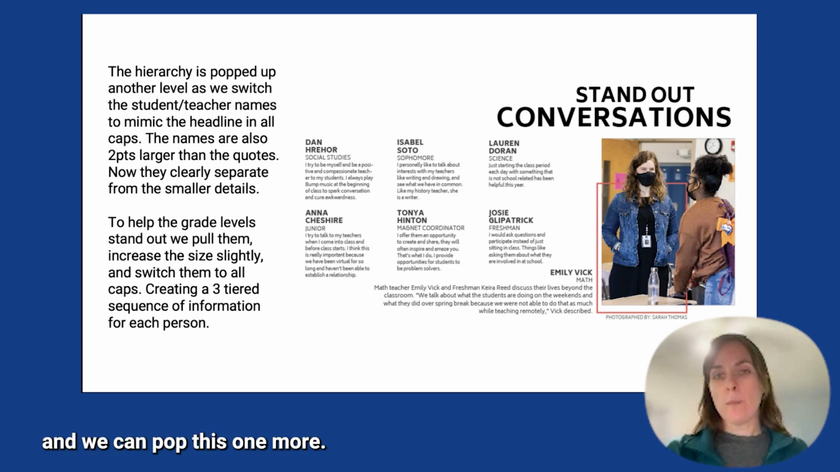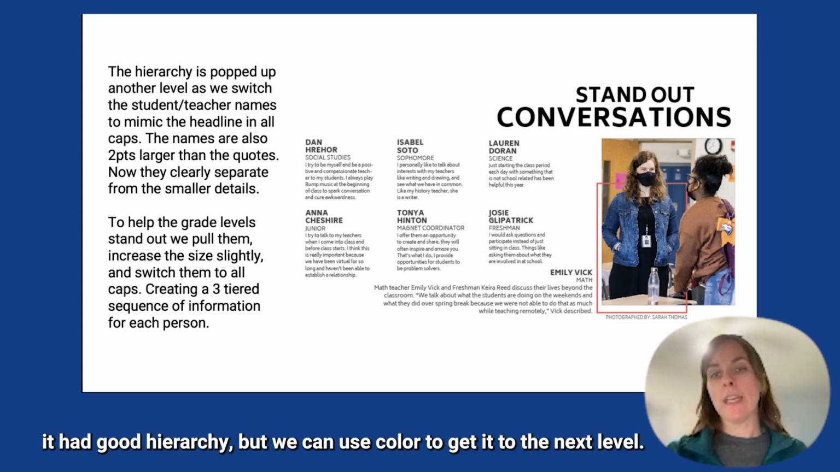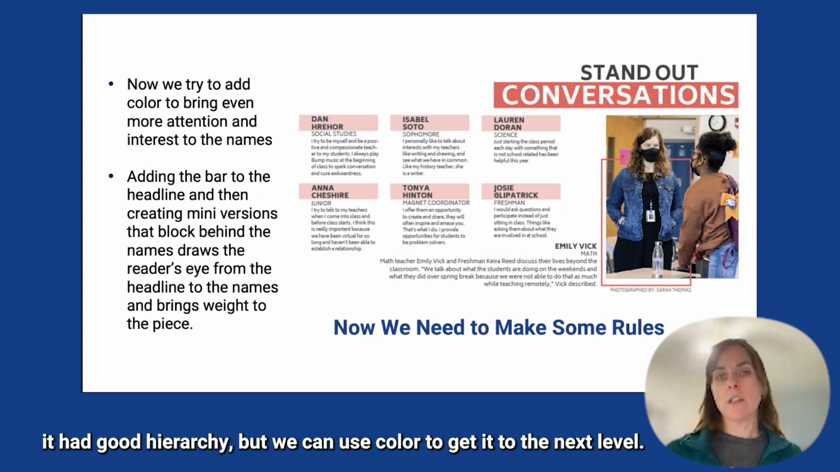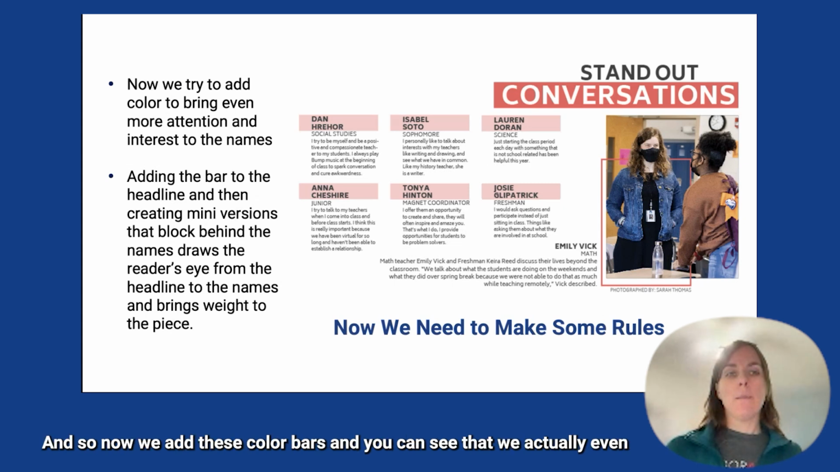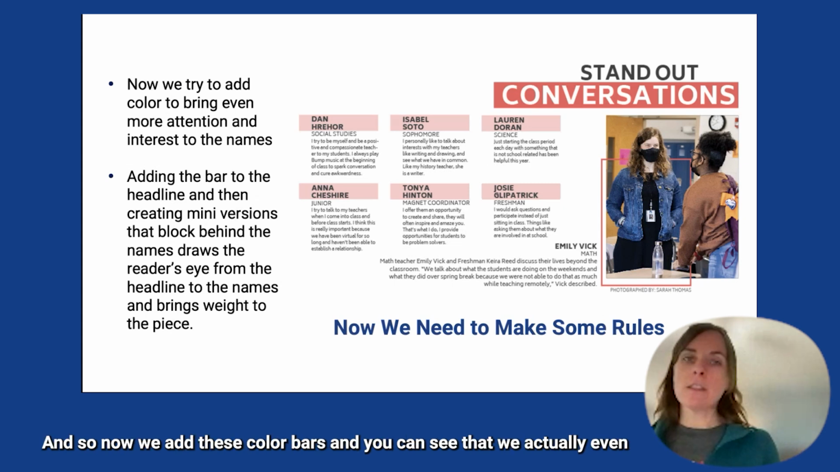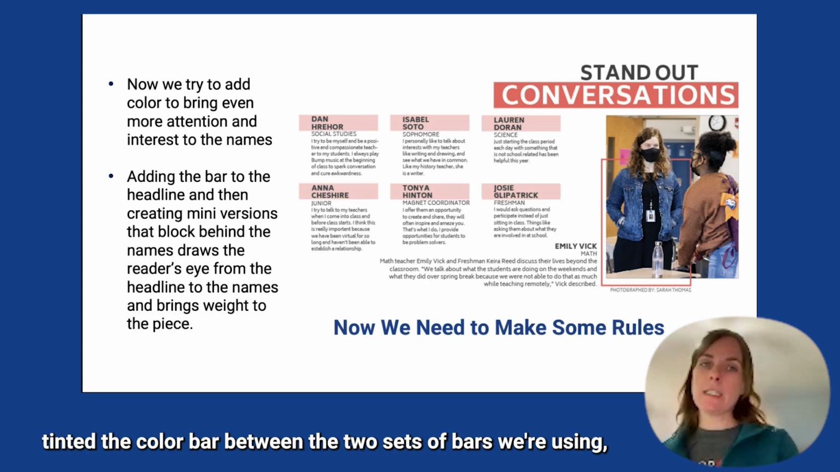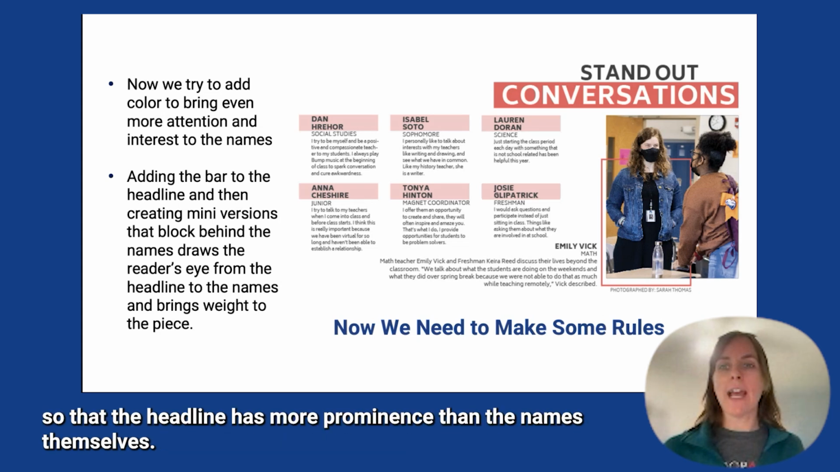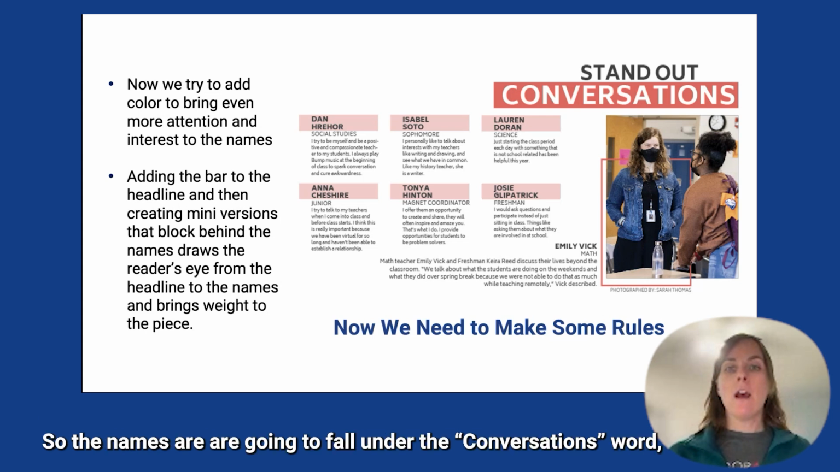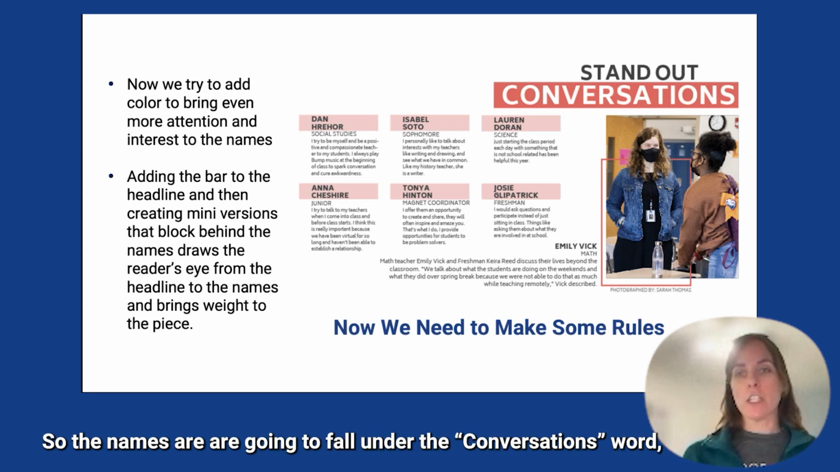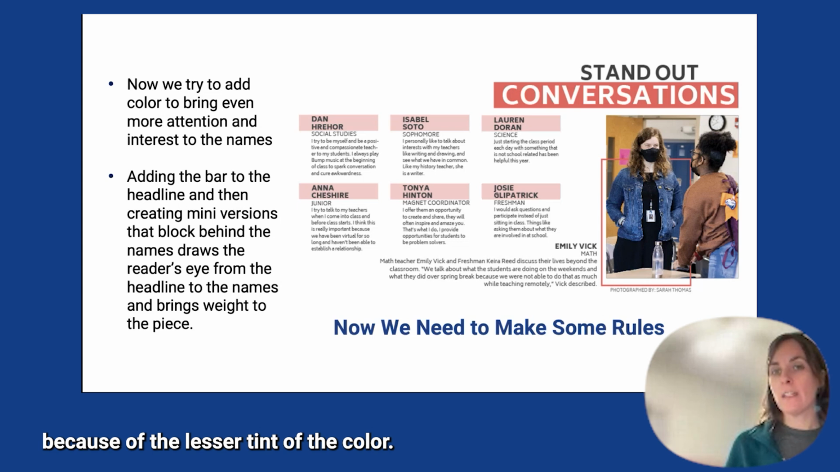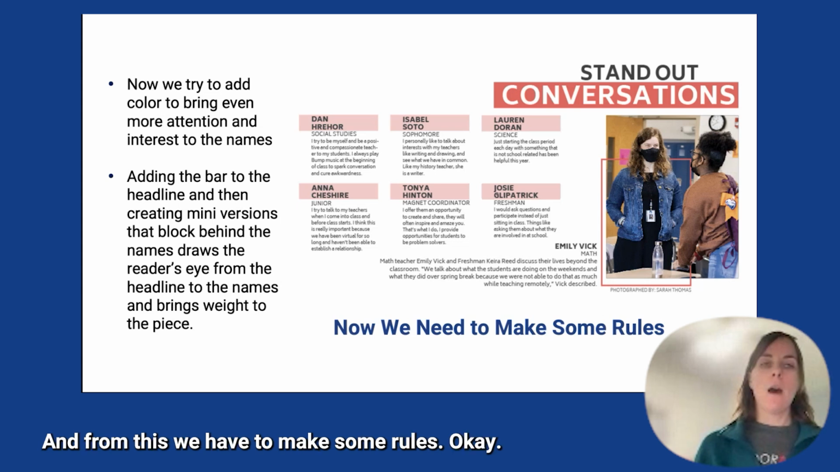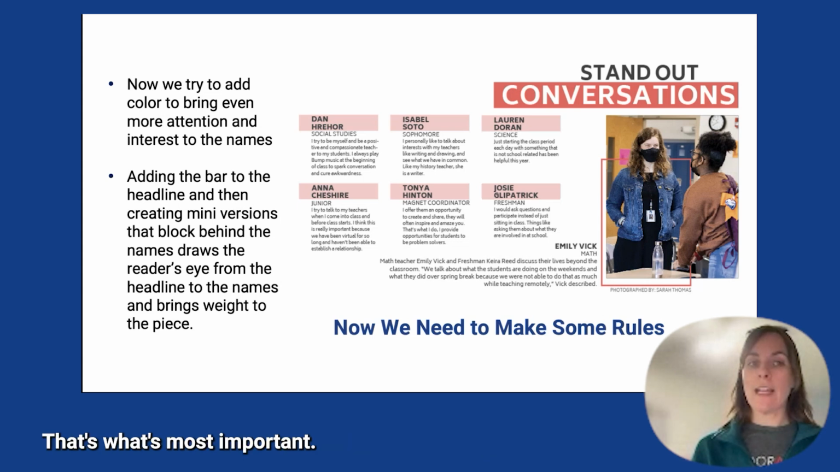And we can pop this one more. We are content with this. We felt like it had good hierarchy, but we can use color to get it to the next level. And so now we add these color bars, and you can see that we even tinted the color bar between the two sets of bars we're using so that the headline has more prominence than the names themselves. So the names are going to fall under the "conversations" word because of the lesser tint of the color. And from this, we have to make some rules. Okay, that's what's most important.